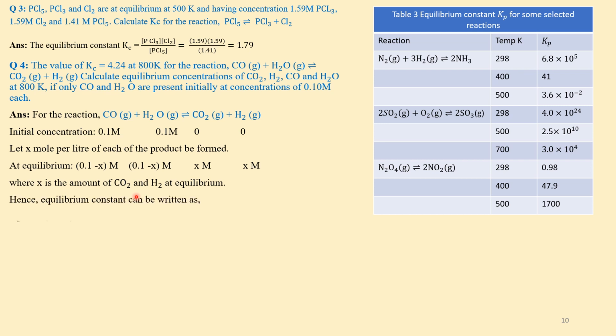Hence, the equilibrium constant can be written, applying the formula, Kc equals x squared divided by (0.1 minus x) whole squared. That is equal to the given value of 4.24.